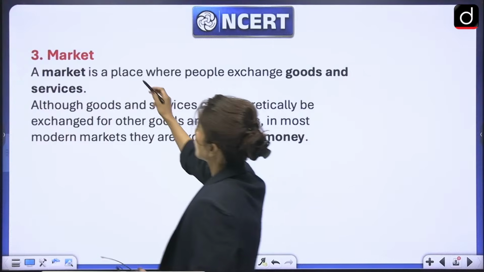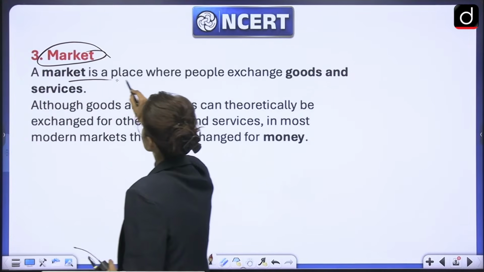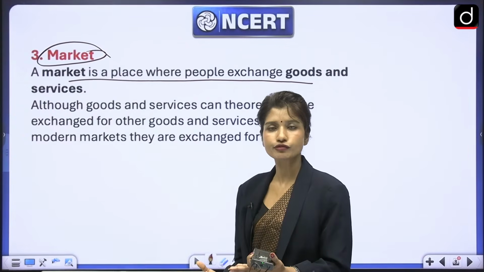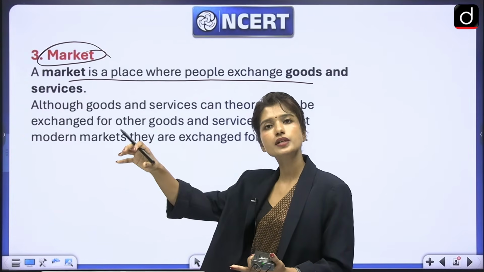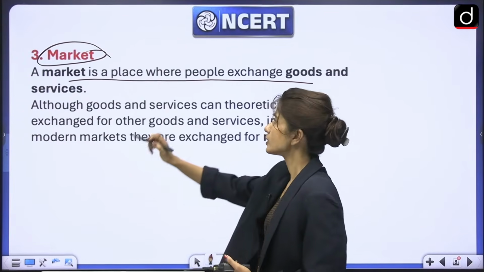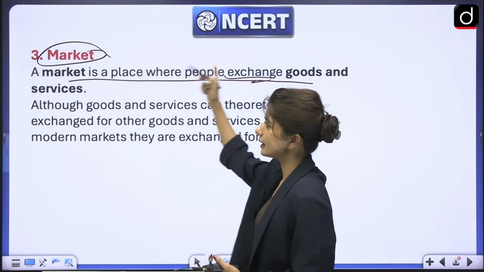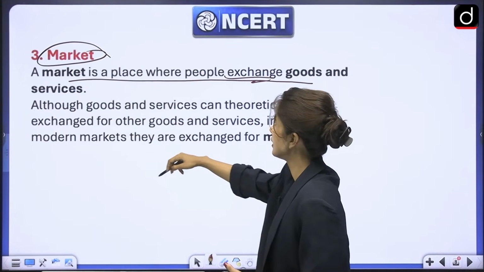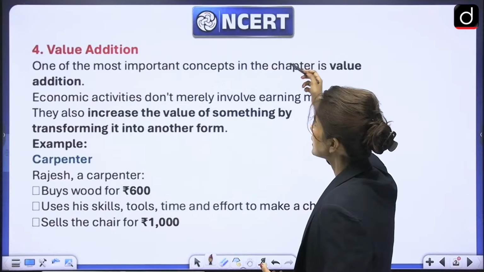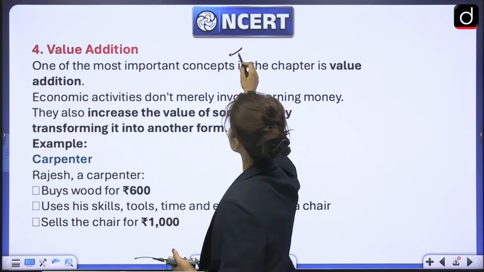Next is market. What is a market? Market is a place where people exchange goods and services. We go to the market to buy stuff, right? So market is a place where a person has come to sell something and a person has come to buy something. So there is exchange of goods and it can be services also. That is called market.